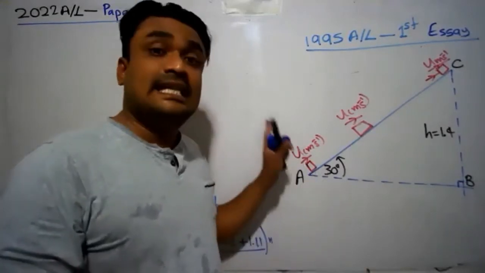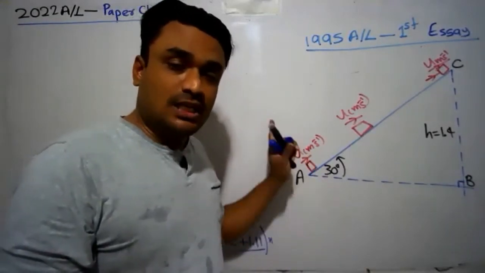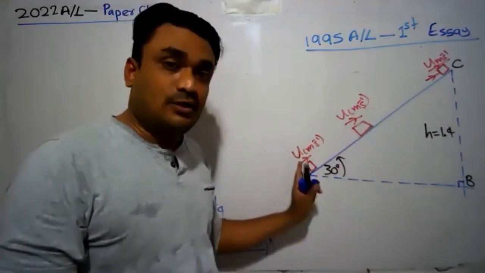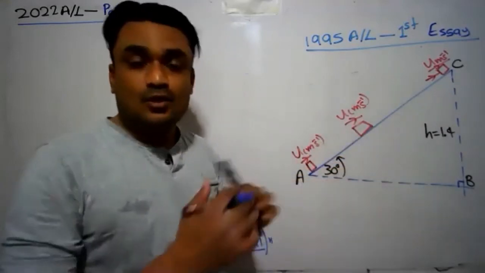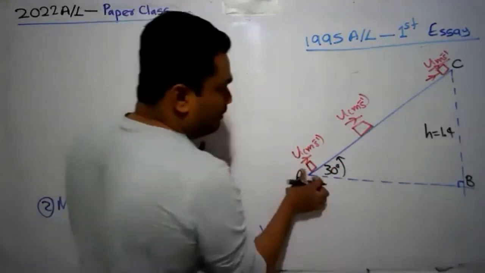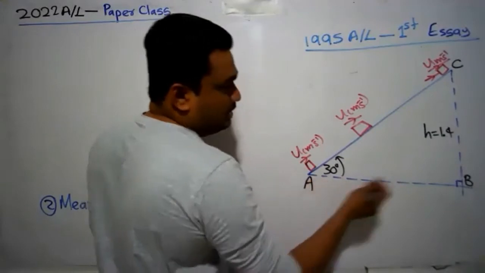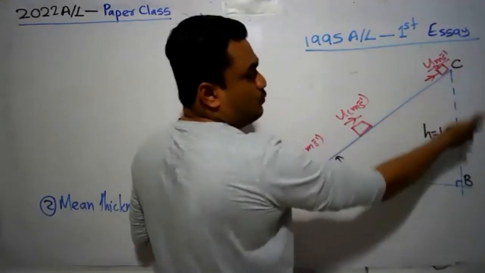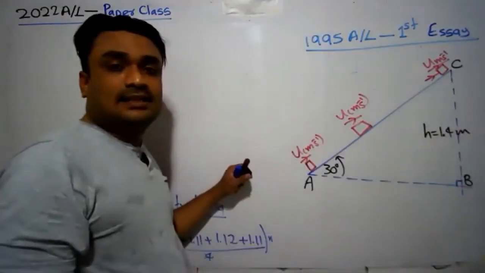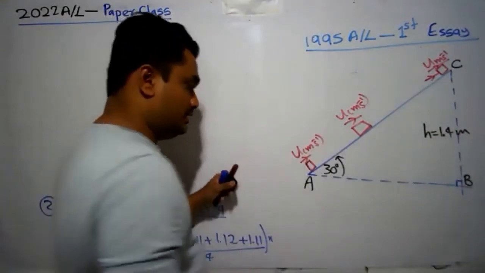So it means there is no change in kinetic energy. As the velocity is constant, there is no change in kinetic energy throughout the motion. But there will be a change in potential energy. You see, the object has reached a height of 1.4 meter. Therefore, there is an increase in potential energy.